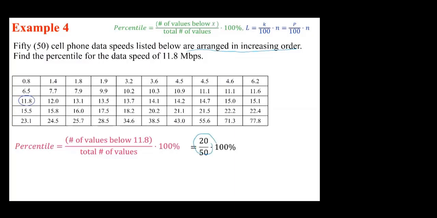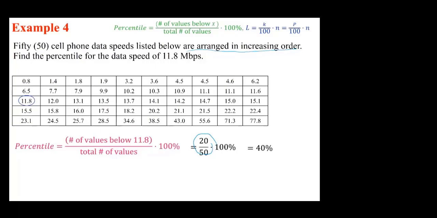Now the rest is changing it to a percentage. In other words, your answer is 2/5. So the number of values below 11.8 divided by n, the total size, that's really your answer. So the answer is 2/5. Because it says percentile, we change it to a percent. That's all. That's why that 100%.